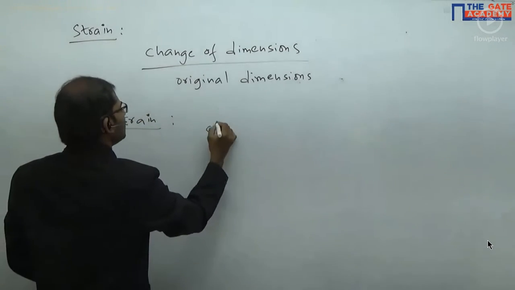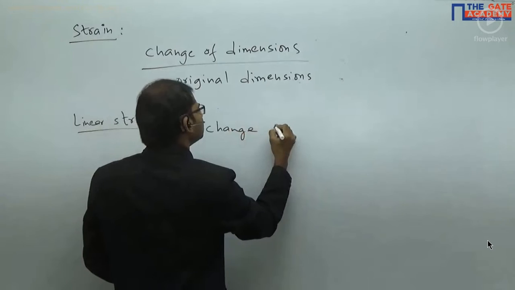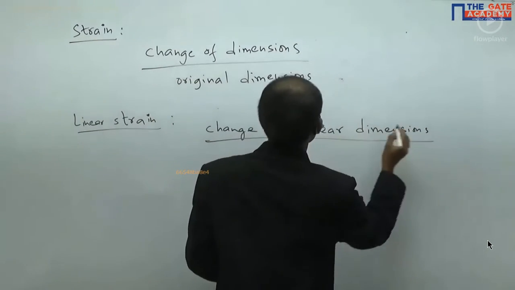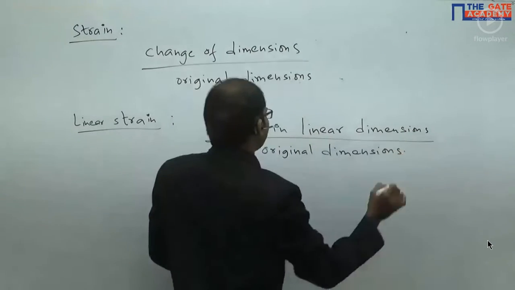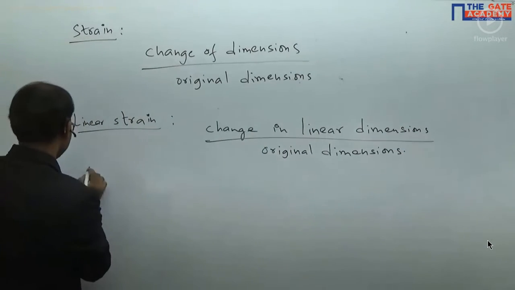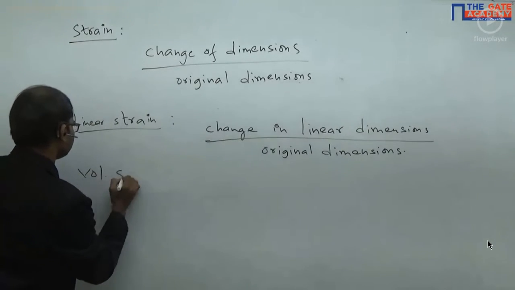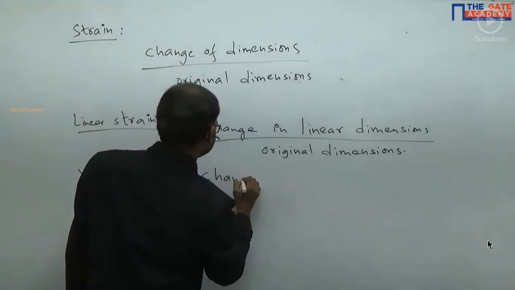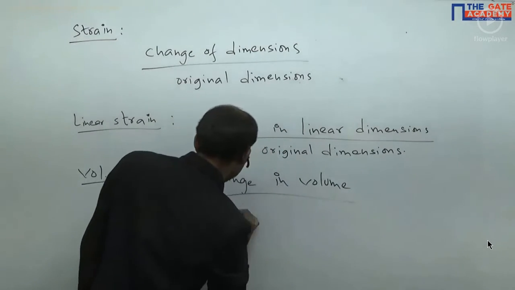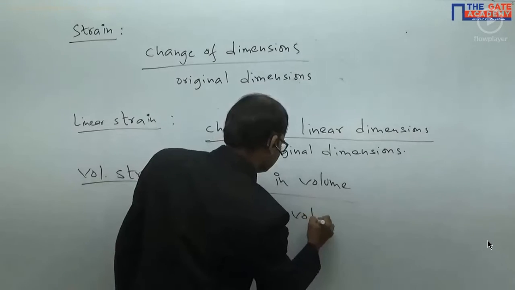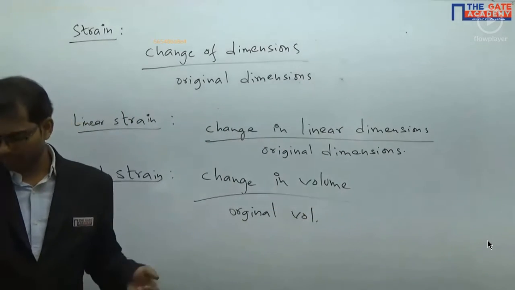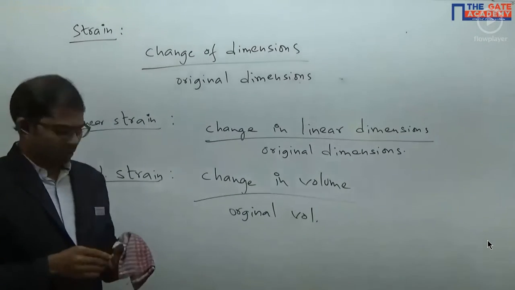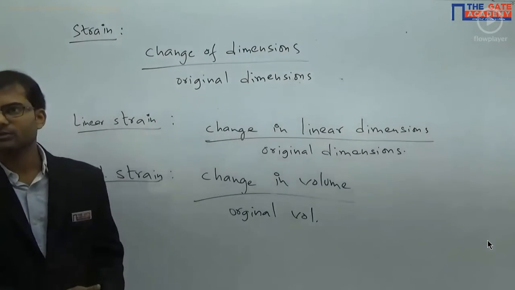linear strain means change in linear dimensions to original dimensions. If you go with the volume strain, volumetric strain means change in volume to original volume. These things are very easy to understand. You can copy this. Strain is of two types, linear strain and volumetric strain. Just copy these terms.